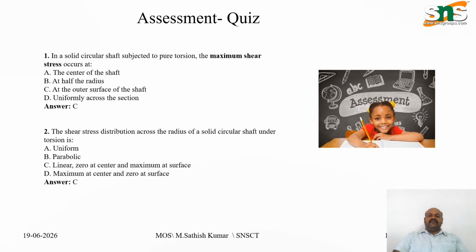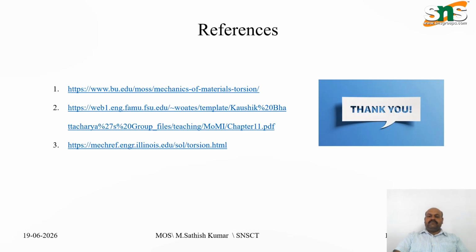And we have a quiz here in which the solid circular shaft subjected to pure torsion, the maximum shear stress occurs at the outer surface of the shaft that we have seen in the diagram. The shear stress distribution across the radius of the circular shaft under torsion is linear at zero and maximum at the surface. These both answers will tell you how we have understood the topic.